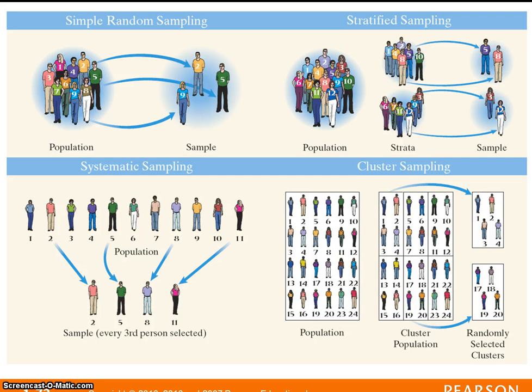Here's a diagram that will hopefully help you distinguish between the different types of sampling. This would be simple random sampling that we talked about in the last section. Certain individuals are pulled out, and again, this should be random, otherwise you may get a bias in your sampling.